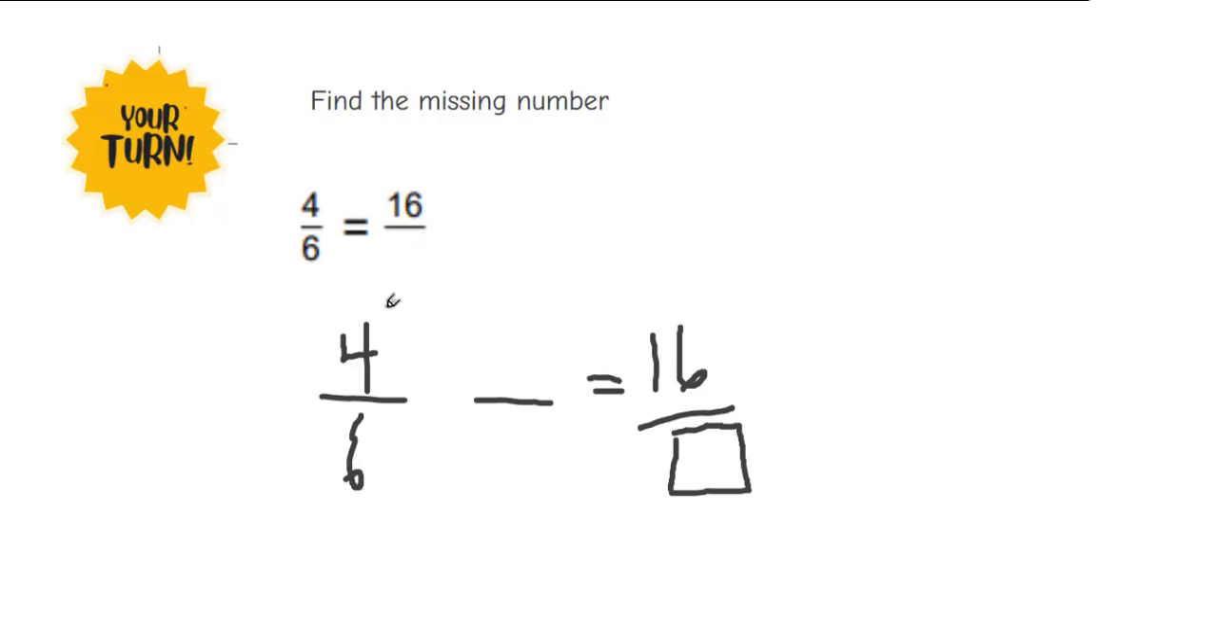I know to get from 4 to 16, I have to make that number bigger. So that means I'm multiplying. What do I multiply 4 by to get to 16? 4 times 4 is 16. Whatever I do to the top, the numerator, I have to do to the denominator. And then 6 times 4 is 24.